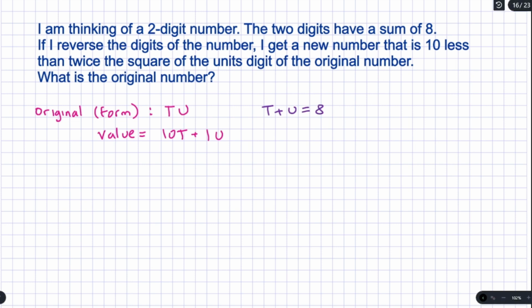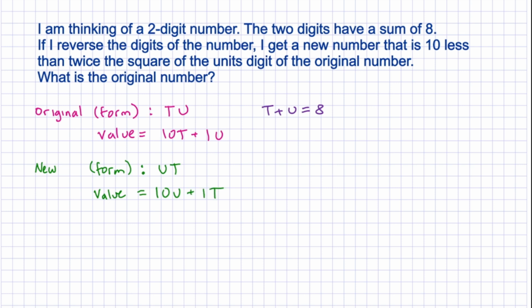The next sentence says if I reverse the digits of the number, I get a new number. So the new number, its form looks like UT because the digits were reversed. But that's not its value. For the value of the new number, we're going to take the same expression that we have, 10t plus 1u, and reverse it. That means that u is going to be in the tens digit. So 10 is going to get multiplied by u, and then 1 is going to get multiplied by t.